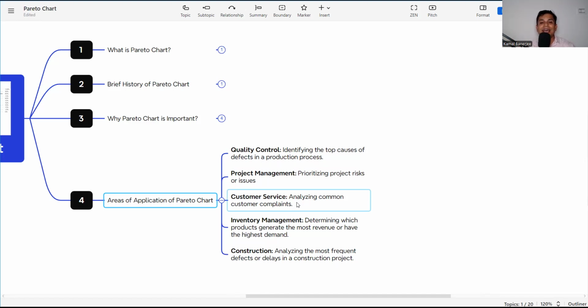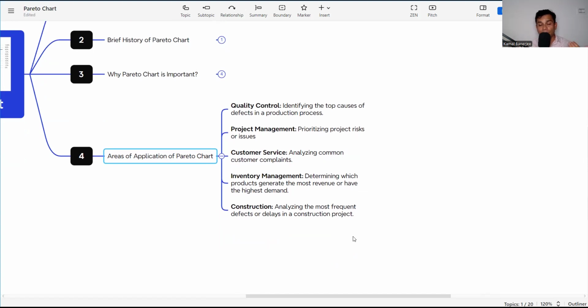Then customer service, analyzing common customer complaints. Whenever we get repeated common complaints in a customer service agency, we can find out the repeated problem, so we can find the solution.